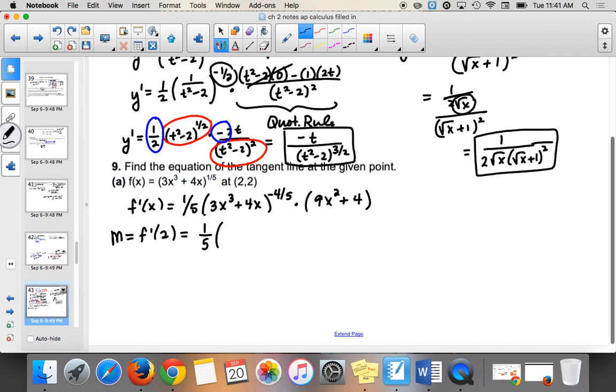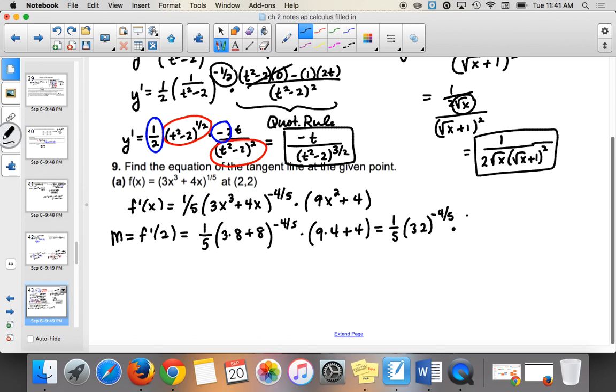So we have 3 times 8 plus, 4 times 2 is 8, raised to the negative 4/5 times 9 times 4 plus 4. And we simplify. So I see many of you guys pulling out your calculators. Let's see if we can do this. So I have 24 plus 8 is actually 32. So I have 1/5, and then I have 32 to the negative 4/5.